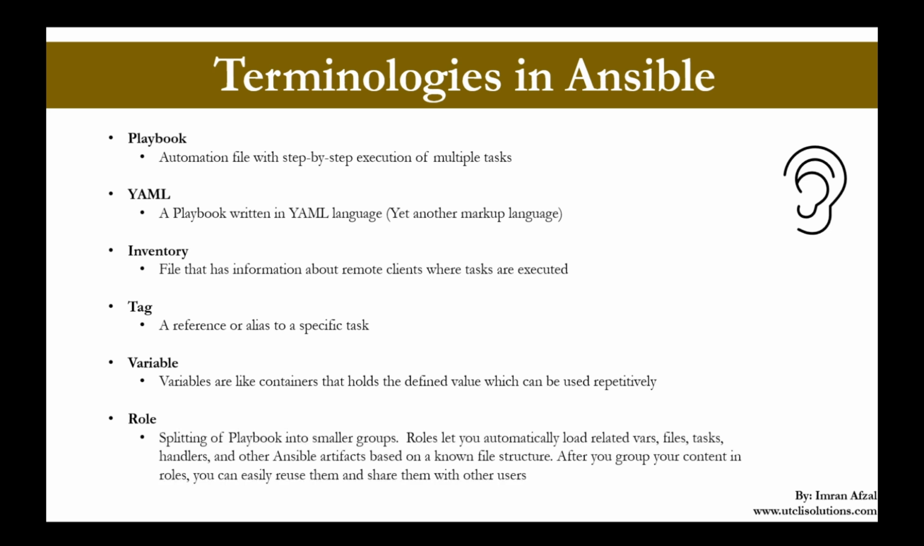Then a role. Splitting of playbooks into smaller groups. Roles let you automatically load related vars, files, task handlers, and other Ansible artifacts based on a known file structure. After you group your content in roles, you can easily reuse them and share them with other users. So if, for example, you wanted to install the Apache server and start the service, you could put them into a smaller playbook and then put that playbook into a role. So the main playbook doesn't have to be so cluttered, I would say, with all those long lists of modules. You could call upon those smaller playbooks, and that's what these roles are for.